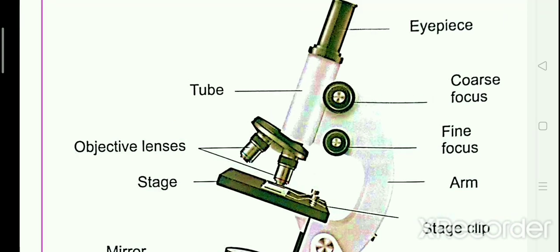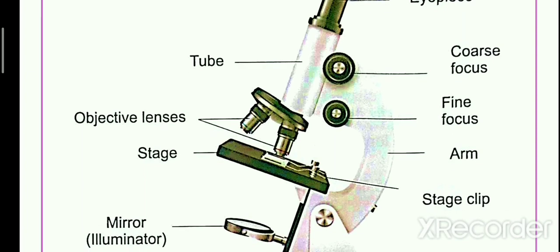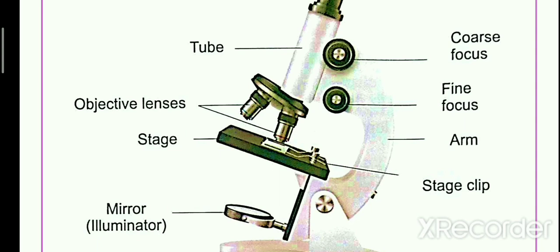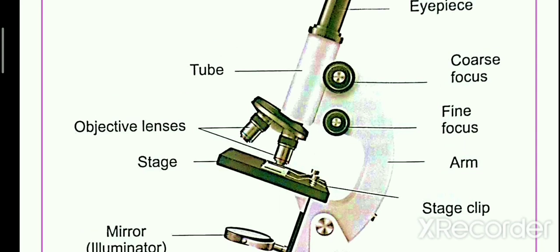Objective lenses have two different powers, low power and high power. When we examine the slide under the microscope using the low power objective lens, we can see the cell in a small size. But when we examine the slide using the high power objective lens, we can see the cell with a bigger size.